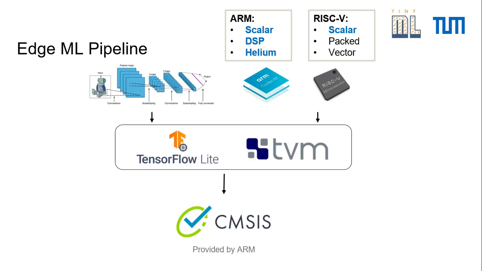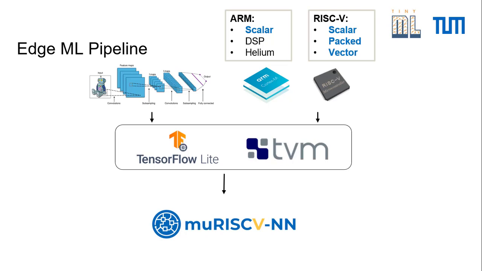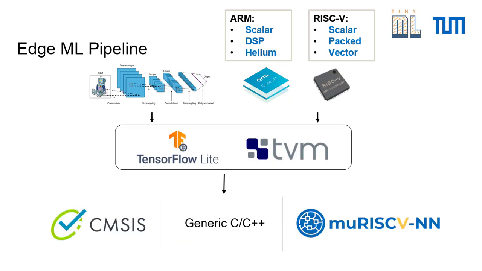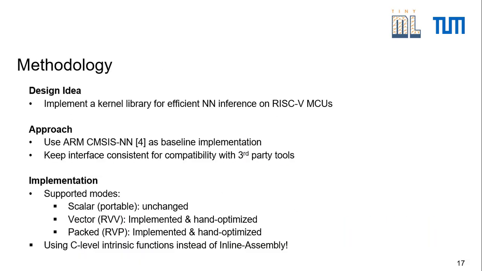And to make these kinds of improvements possible for RISC-V, we propose muRISCV-NN, our own neural network inference library for RISC-V. So the design idea for muRISCV-NN was to implement a kernel library with efficient neural network operators to be running on RISC-V CPUs. Our baseline is ARM's CMSIS-NN implementation. And because that one is used by a lot of third-party tools, we have made sure that our interface is consistent with the one provided by CMSIS-NN.